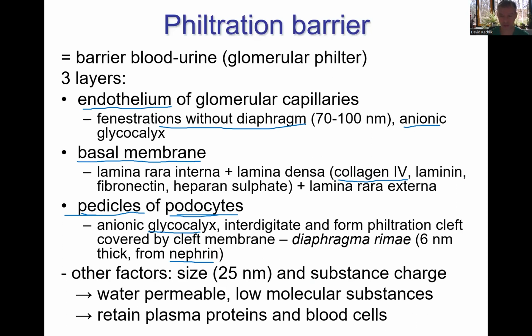So the substance charge, which is anionic, and the final size of the openings, which is 25 nanometers, allows only water and low molecular substances like creatinine, urea, and then amino acids, glucose to pass. So not plasma proteins and not, of course, blood cells, white, red blood cells, thrombocytes.